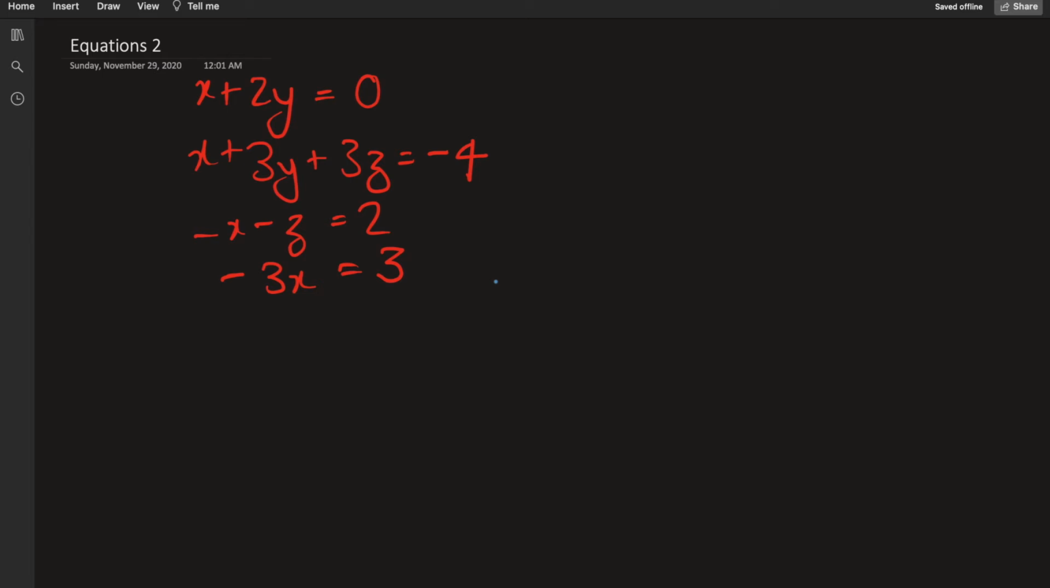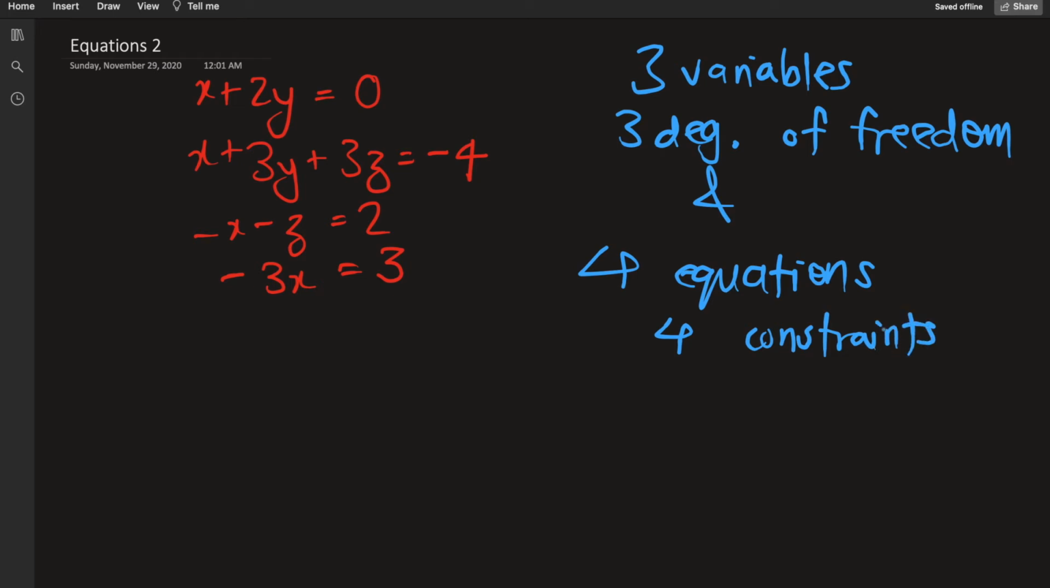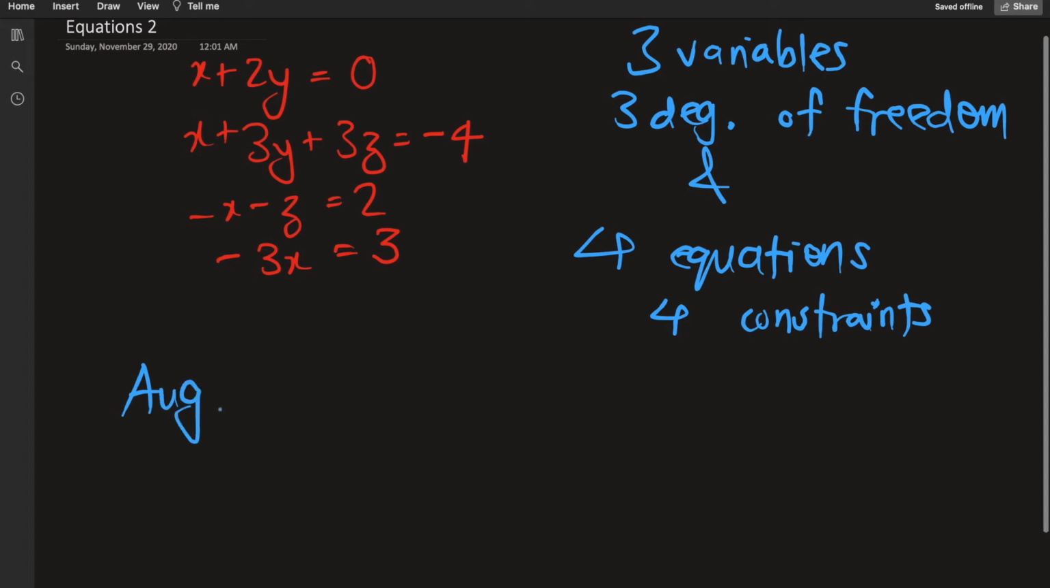Okay, moving on to another system of equations. Well, in this case, we have 3 variables or 3 unknowns, so 3 degrees of freedom basically, and 4 equations. Four constraints, 4 conditions that we need to satisfy. Fair enough. Again, let's create an augmented matrix.